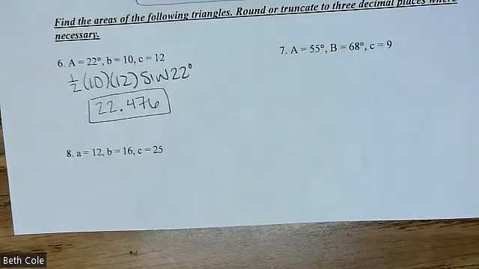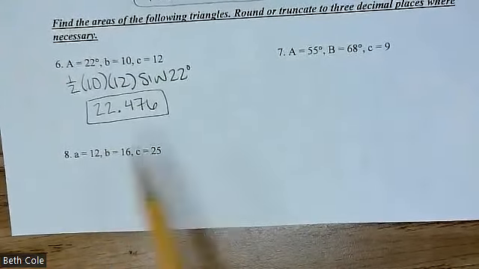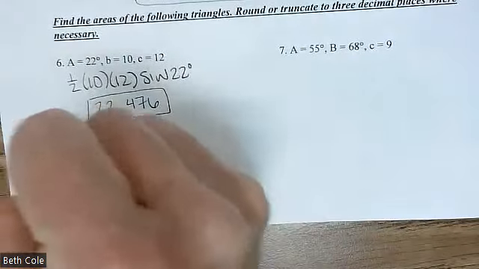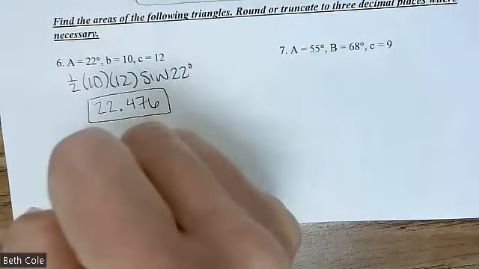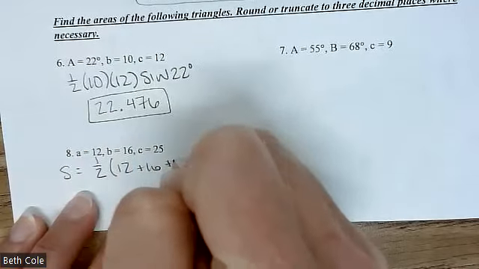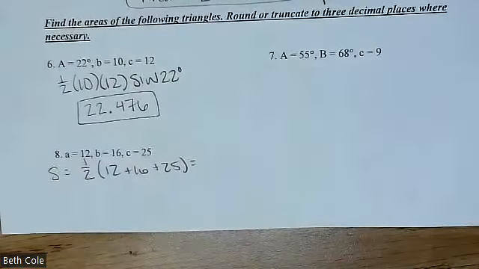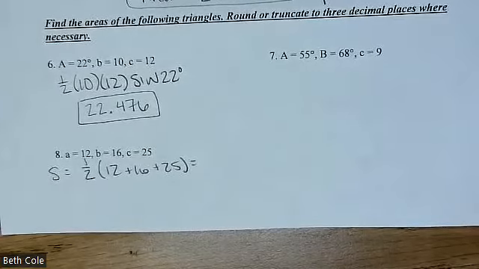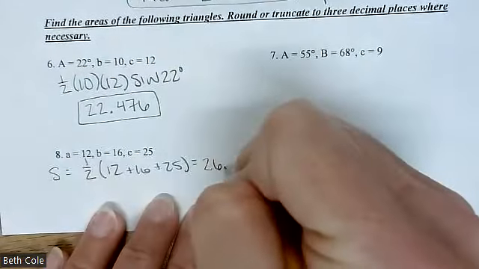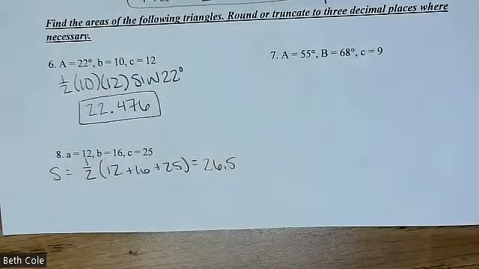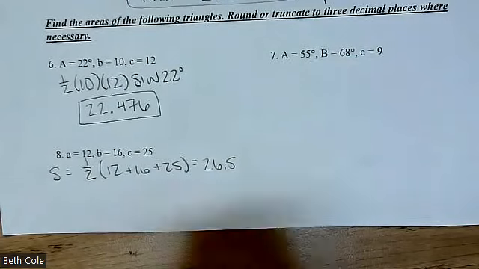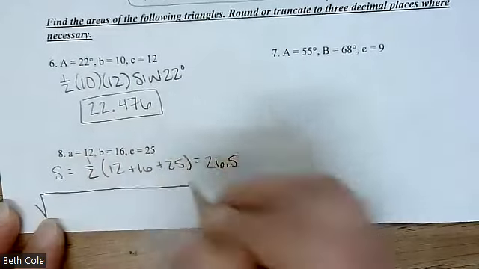I'm going to come down here. We'll do that one last. Do you see how all you have are sides? That's Heron's formula. You're going to find this S value. It's 1/2, and then you just add them all together, and you're just going to put that in the calculator. I got 26.5. Okay, so that's the first step. And then you're going to draw an enormous square root.